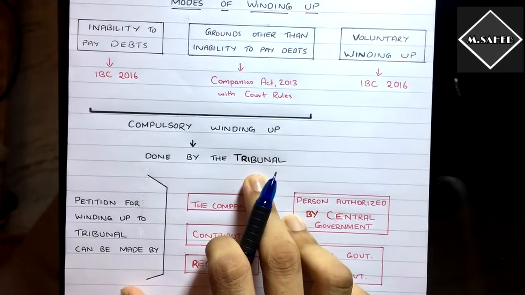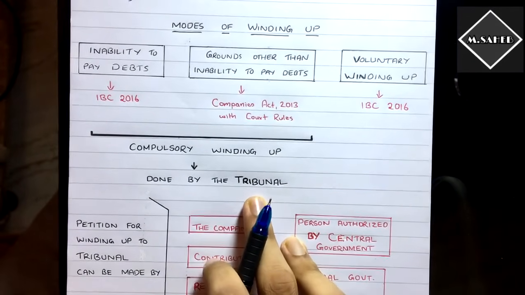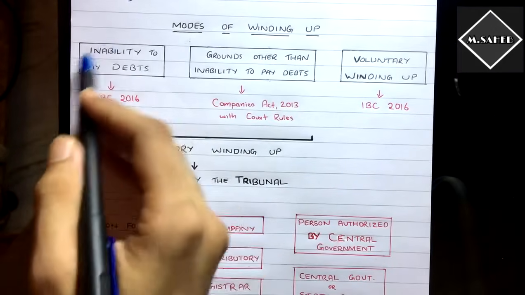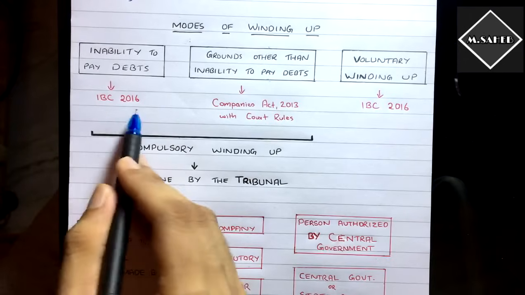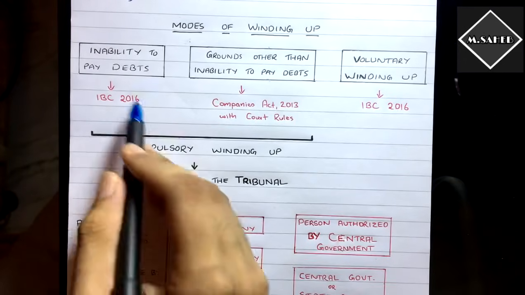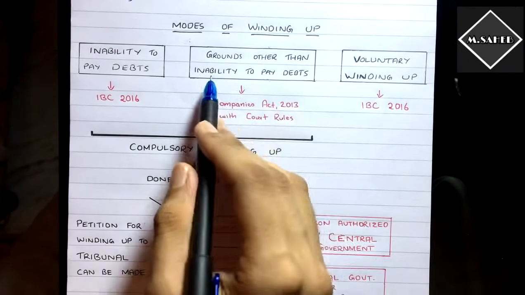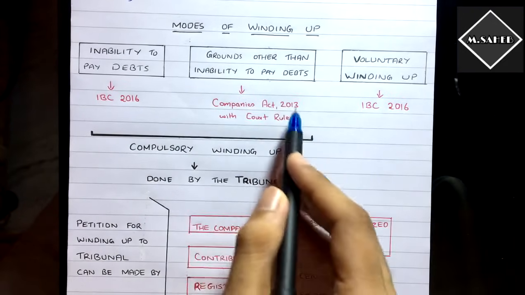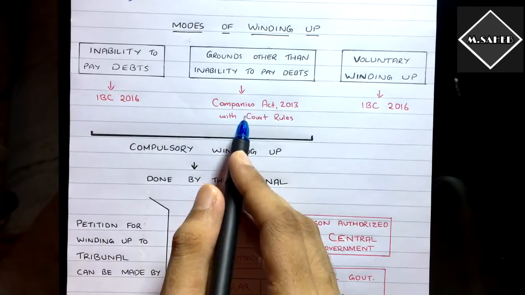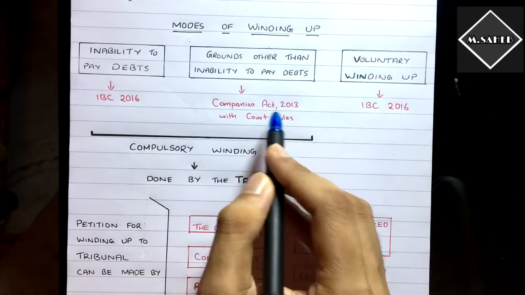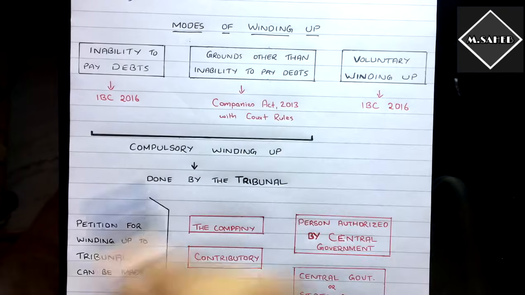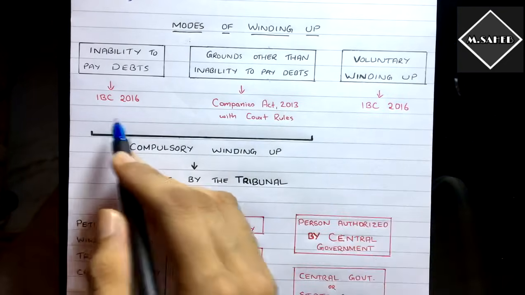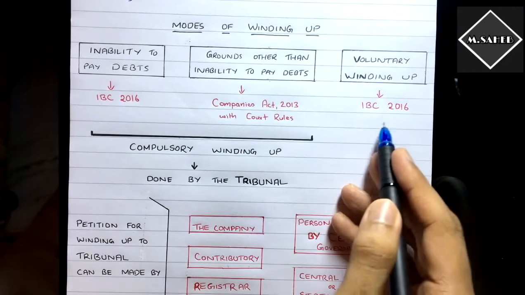Fine. But here you have to understand some rules are applicable. Here in inability to pay debts, the Insolvency and Bankruptcy Code 2016 will be applicable. And here, grounds other than inability to pay debts, the IBC is still not updated over here. So that is why the Companies Act 2013 with court rules will be applied over here. Fine. And then in voluntary winding up, the same IBC 2016 section 59 will be applicable over here.